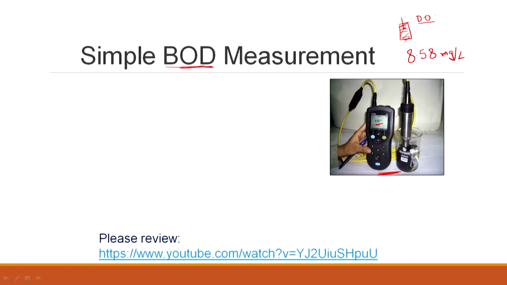Then after a certain period of time, I can get the dissolved oxygen again, and let's say it's 4 milligrams per liter, 4 milligrams of oxygen per liter of water. So the difference will give me the oxygen demand during that period. Typically we look at BOD 5 days, or oxygen demand over 5 days.